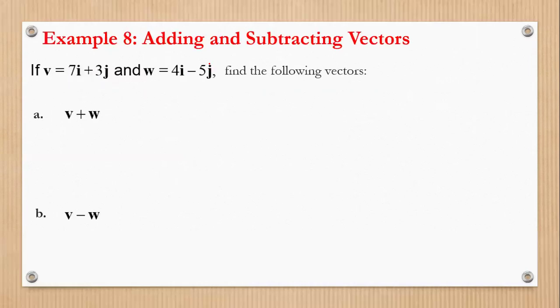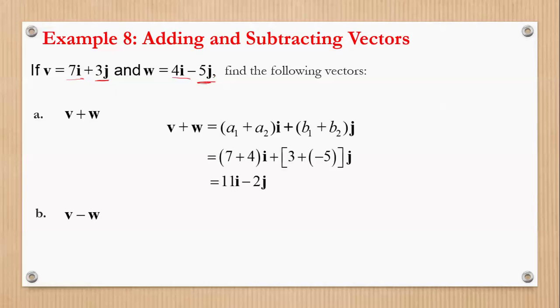Let's look at an example now. We have vector v and vector w. We want to find v plus w and v minus w. So to find v plus w, we need to add the vectors. Add the i component, which is 7 plus 4, it's 11i. Add the j component, which is 3 minus 5, it's negative 2j. So we have 11i minus 2j, because 3 plus negative 5 is negative 2.